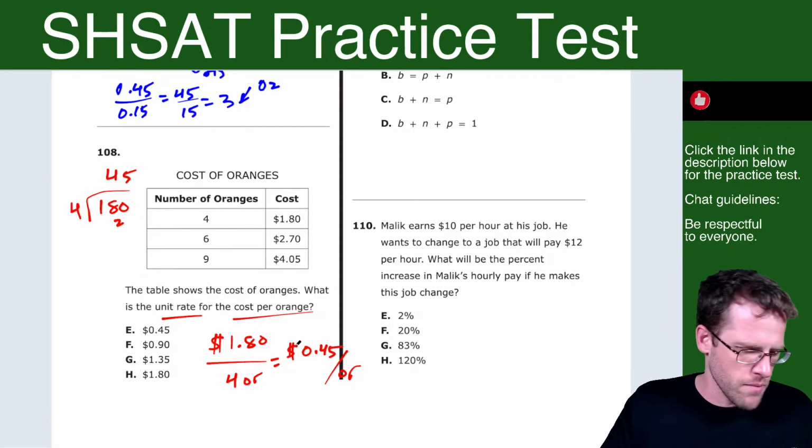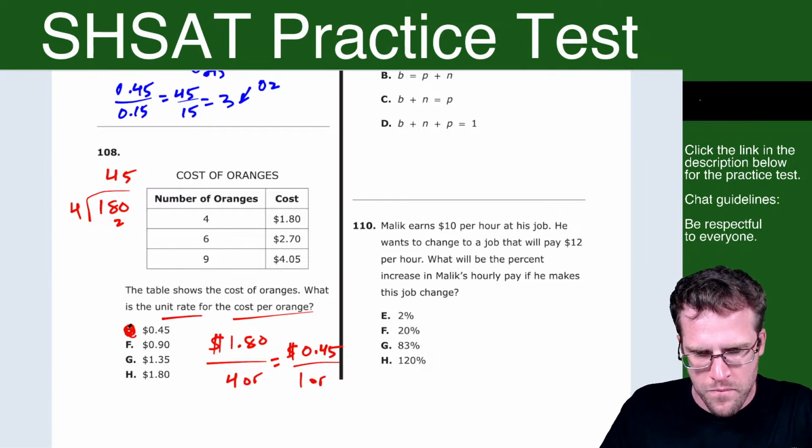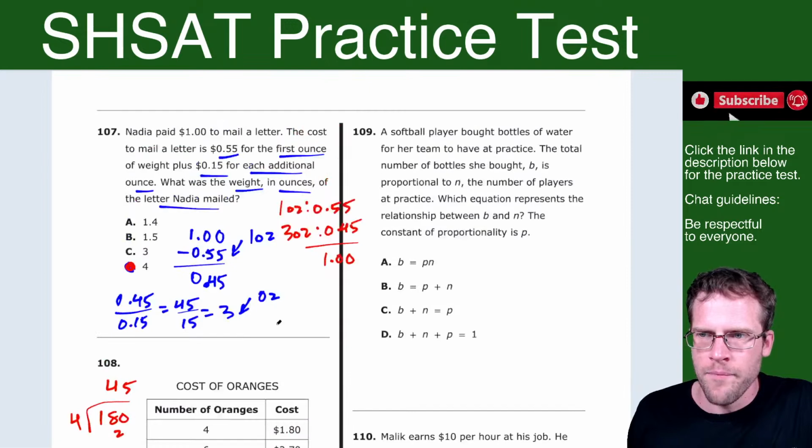Remember, the unit rate means for 1 orange. So if we divide the top and bottom by 4, this is telling us how much it is for 1 orange, 45 cents. All right.